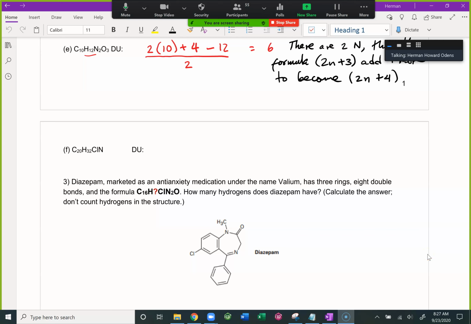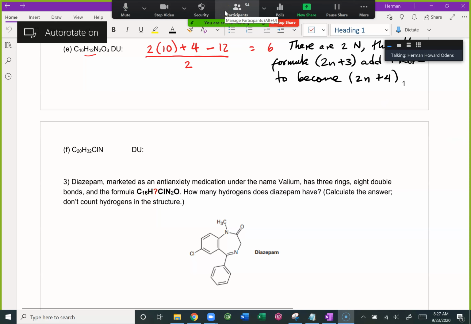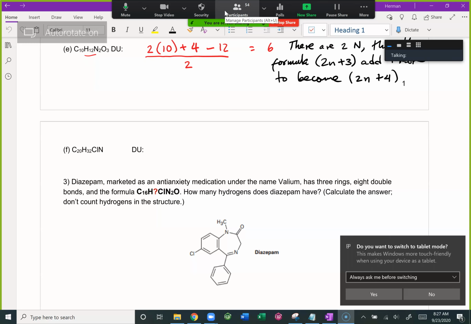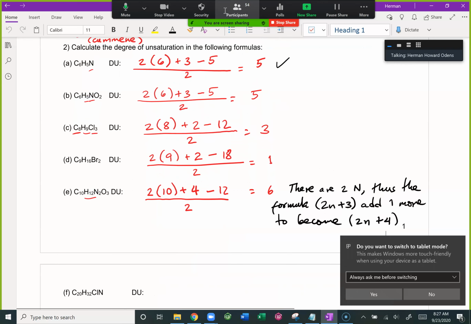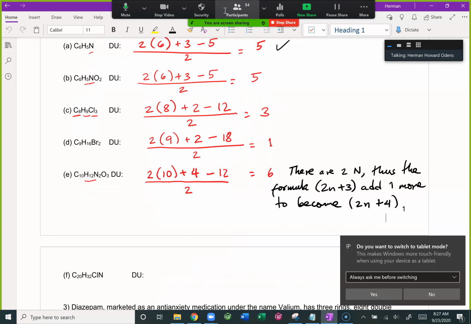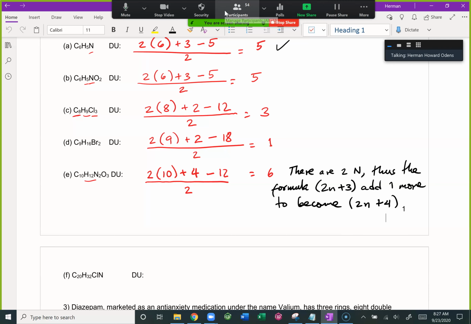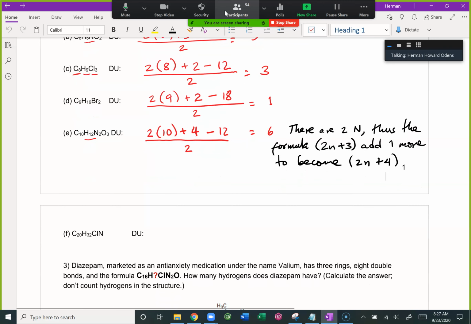All right. Welcome back. Today is September the 23rd, and we're going to continue here on the practice homework for chapter 5. All right. So, we were doing DUs, calculating the degrees of unsaturation of different molecular formulas. And I didn't notice, but there was one left. So, we're going to tackle that one.